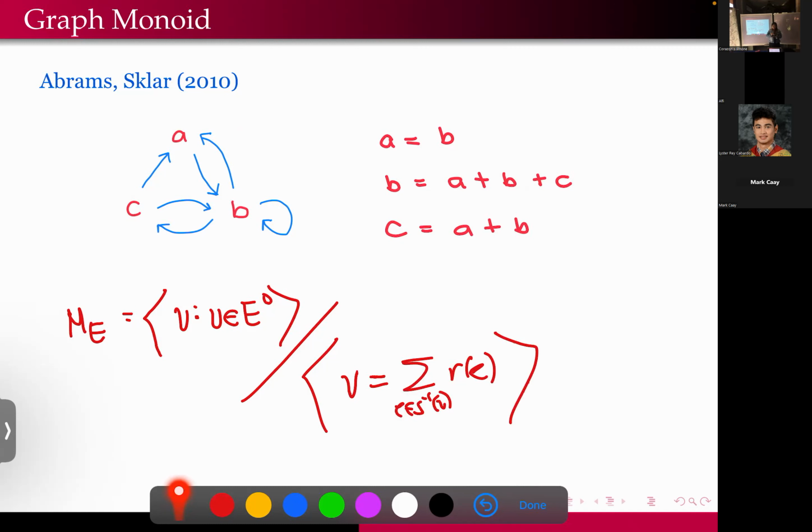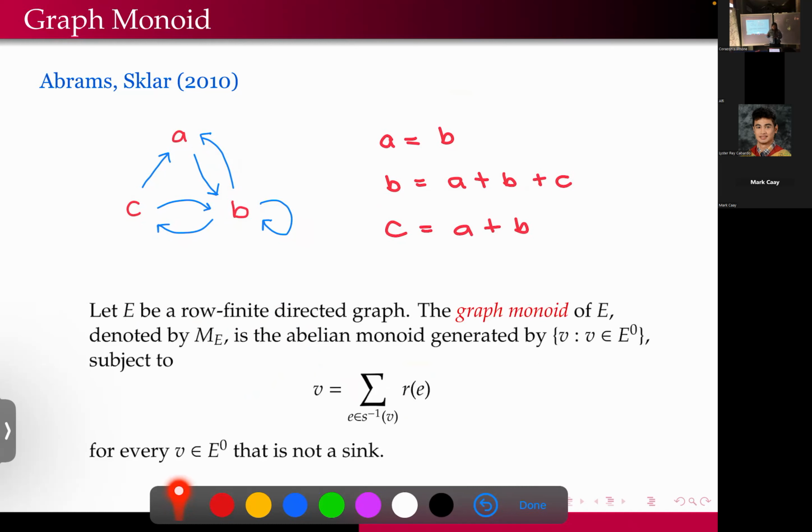C, because B is emitting A, it's emitting B, and it's emitting C. So that is why we have these equations here, which look pretty familiar because they look just like your animals. I mean, these are your animals essentially. So in a more detailed way, this is your graph monoid M_E, and you do that for non-sinks, which means that there is an edge emitted from your vertex.